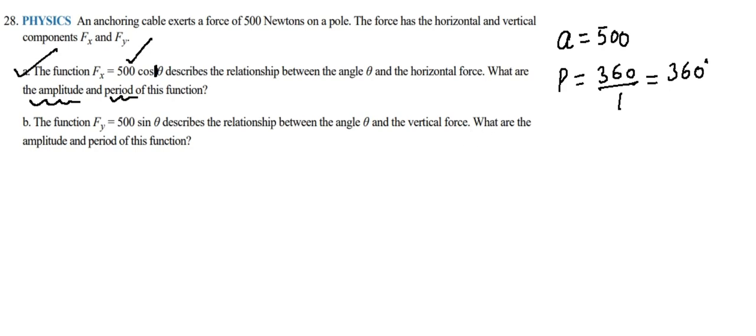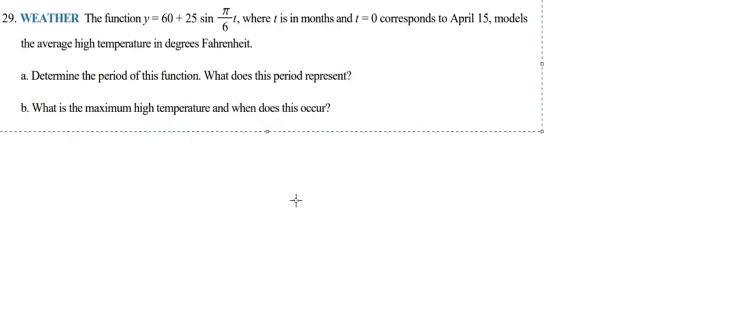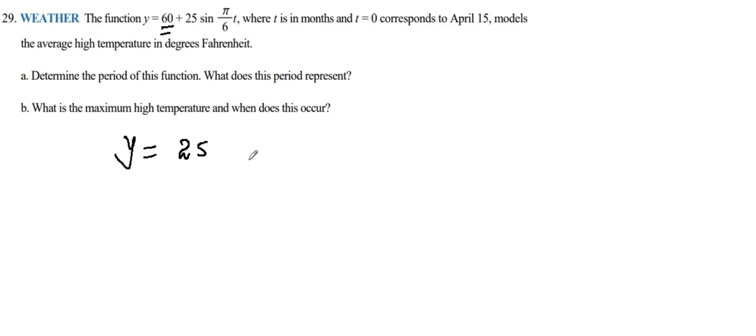Now look at question number 29. Same, we can find the amplitude is 500 and the period is 360 over B. B is 1 here. So 28 is very easy. Now I'm going to take question number 29. You can write it in this form: y is equal to, firstly write 25. A is 25, sine bx, B is pi over 6, and plus 60, because 60 is giving you the value of k.